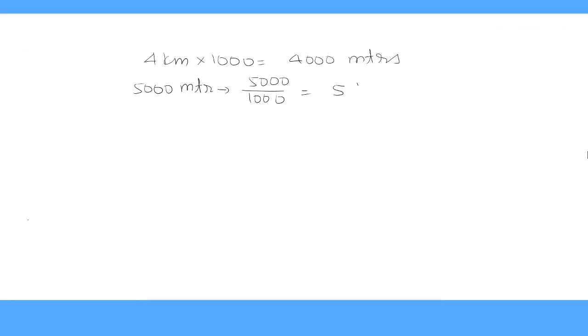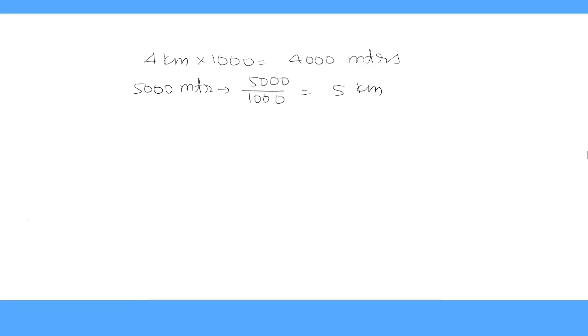So we have to convert 4 kilometer into meters. 4 kilometer multiplied by 1000, so we get 4000 meters. And if we have to convert meters to kilometers, say 5000 meters, what do we do? We divide it by 1000. So we divide 5000 by 1000 and we get 5 kilometer.